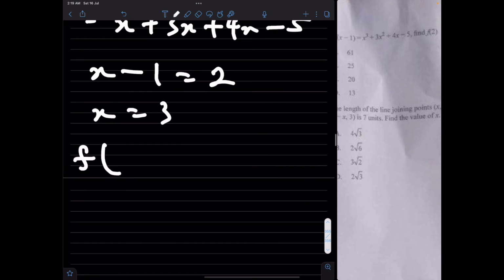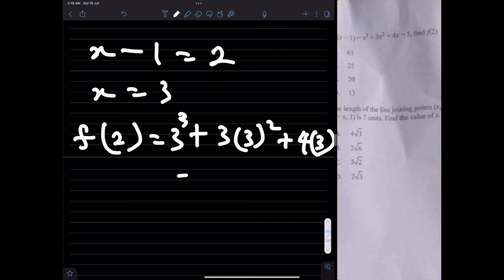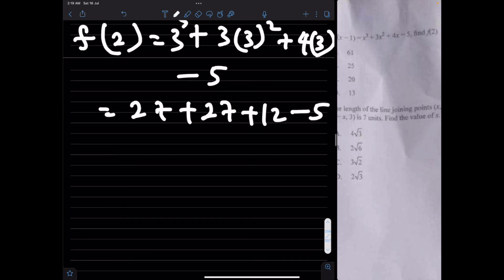So that simply means f of 2 equals 3 cubed plus 3 times 3 squared plus 4 times 3 minus 5, which is the same as 27 plus 27 plus 12 minus 5. 27 plus 27 is 54, plus 12 is 66, minus 5 is 61. And the answer is 61, which is option A.